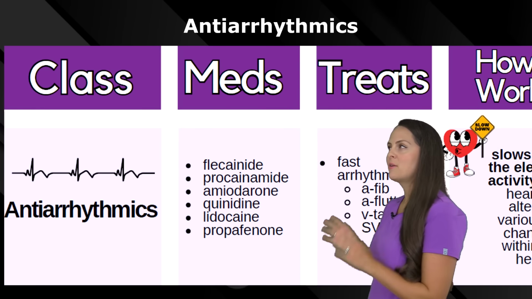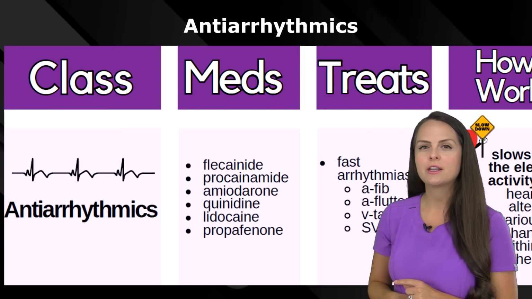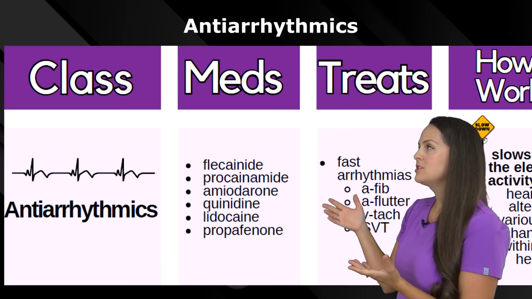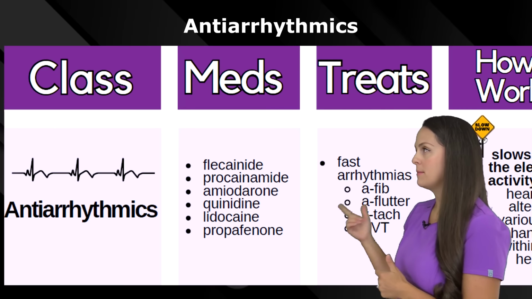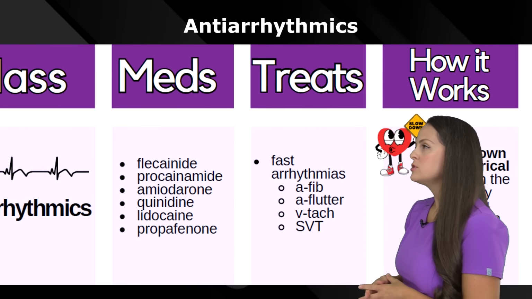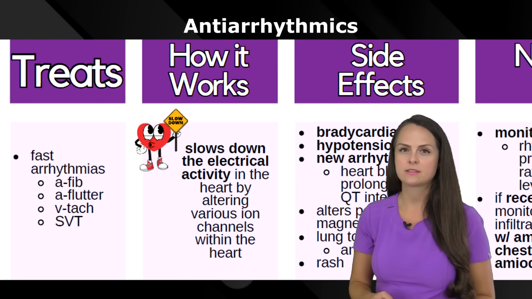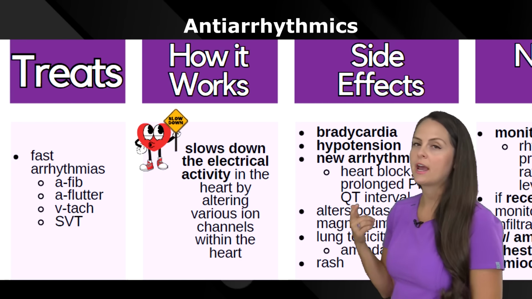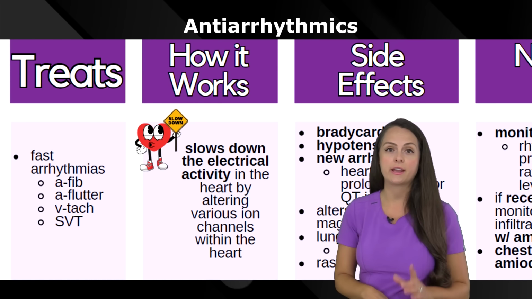Next up are antiarrhythmics. This medication class works against arrhythmias. So we're talking about some abnormal heart rhythms. Some medications that are in this class include flecainide, procainamide, amiodarone, and quinidine. These medications are really good at treating those fast arrhythmias. Some fast arrhythmias include atrial fibrillation, atrial flutter, ventricular tachycardia, and supraventricular tachycardia, SVT.